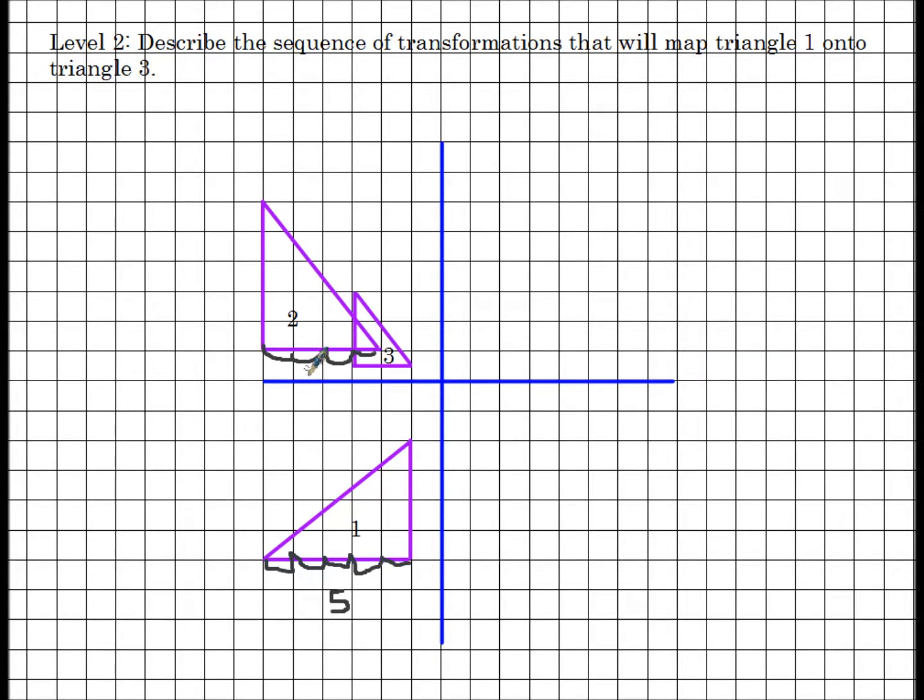Now, that's interesting because if I go back and I study triangle 1 again, the height of triangle 1 is 1, 2, 3, 4. And the height of triangle 2 is 1, 2, 3, 4, 5. That's interesting. Why is that interesting? Take a minute and think. Why is that interesting? What does that tell you?